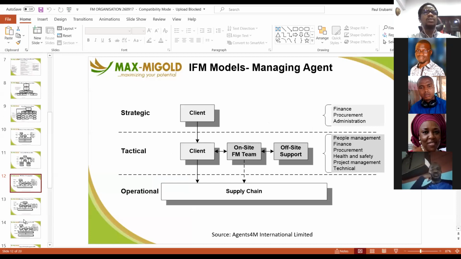At the point you now decide to outsource more than services, you are now beginning to outsource management. That's when we enter into the integrated facility management models.